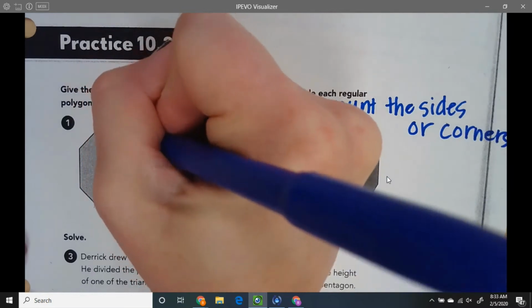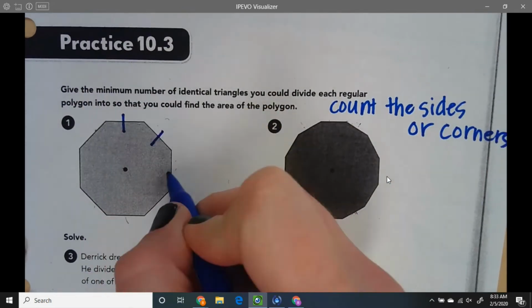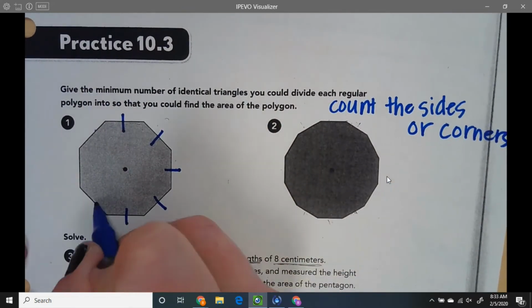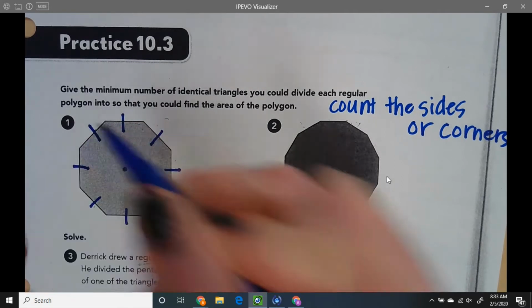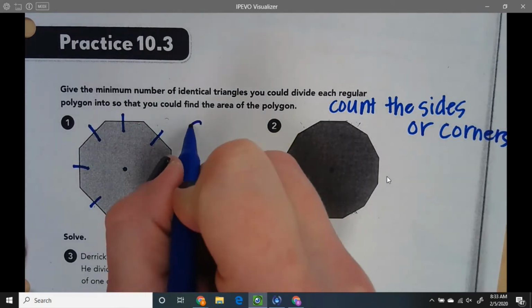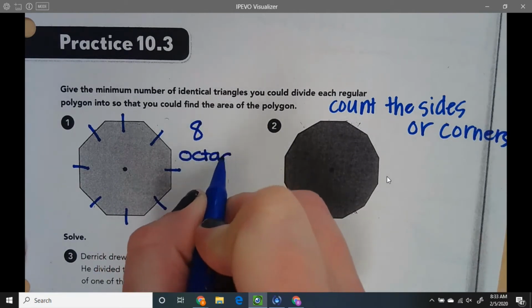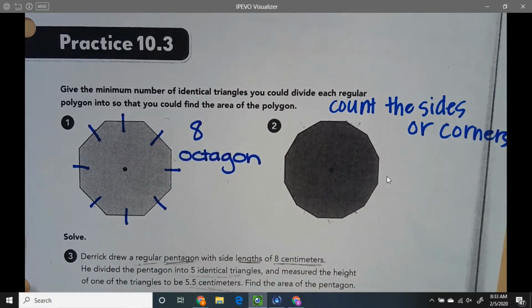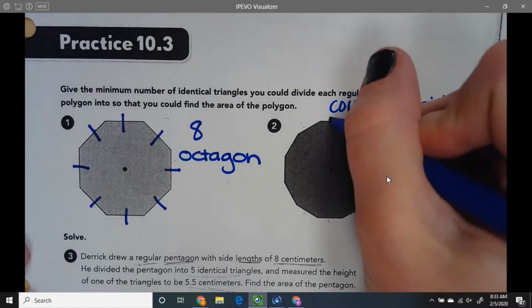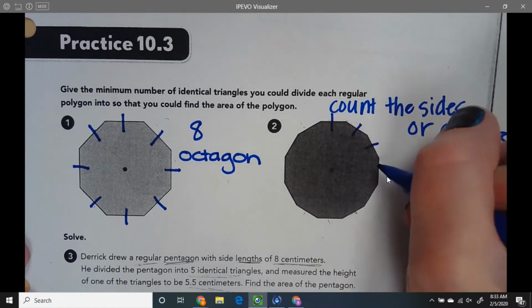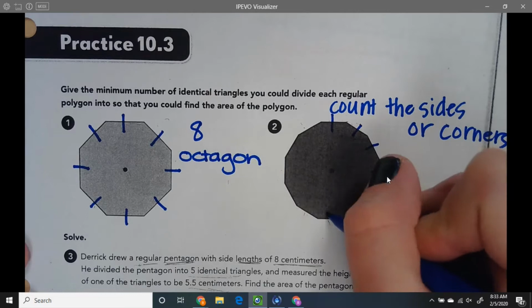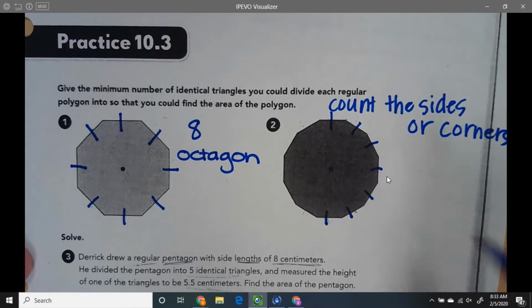So this has 1 side there, 2, 3, 4, 5, 6, 7, 8. So I would answer 8 for this. And if you want to challenge yourself a little bit, then name the polygon shape. So that would be an octagon. This one's 1, 2, 3, 4, 5, 6, 7, and then you keep going and then name the figure.